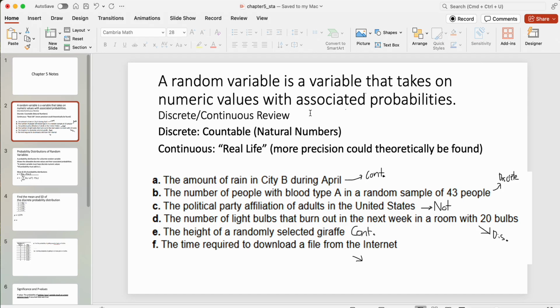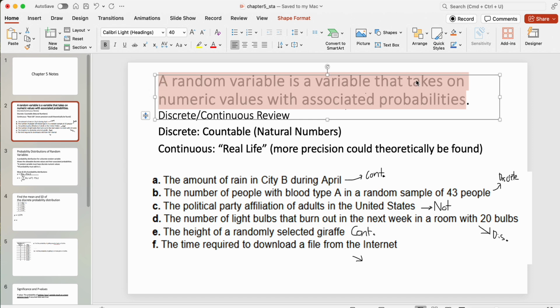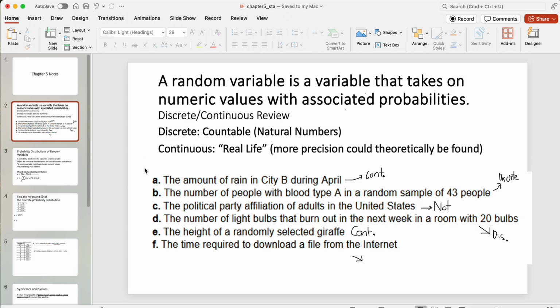And so, the first thing you should know is that a random variable is a variable that takes on numeric values with associated probabilities. So, that's your definition. Maybe we should put that in bold. And so there are two types of variables we can encounter. We can encounter discrete or continuous. And really, in 5.1, we're going to be concerned with discrete variables as we go through them.